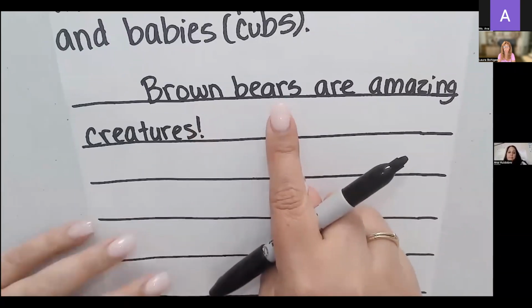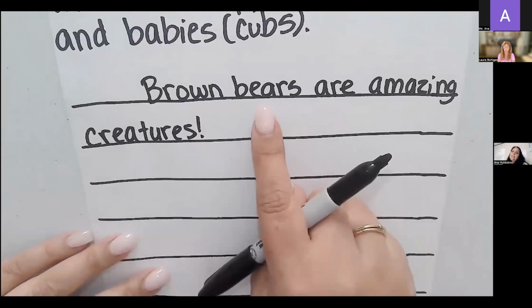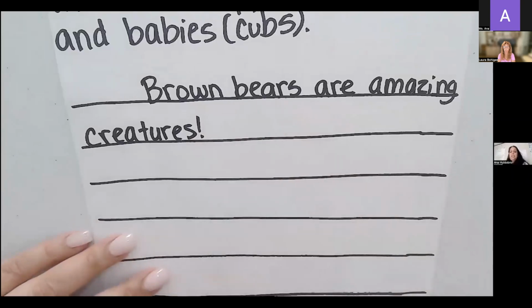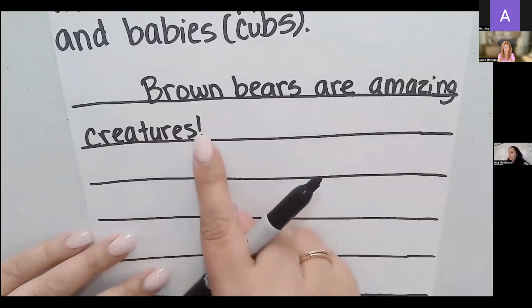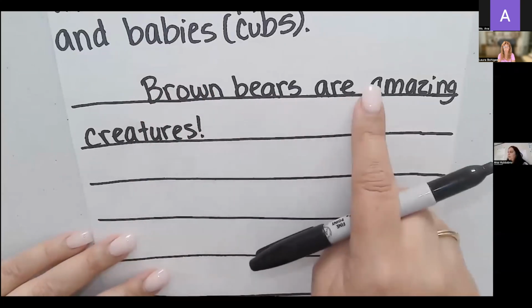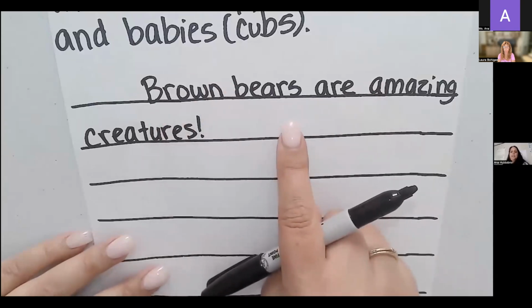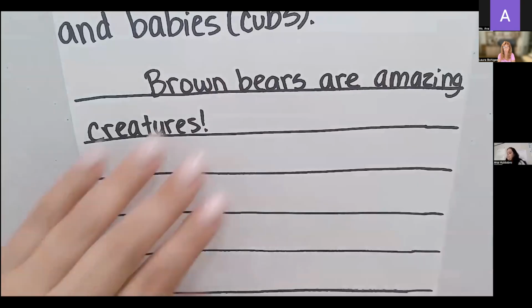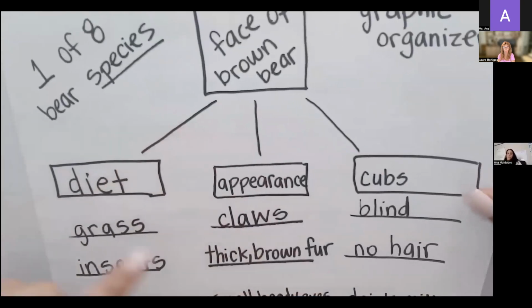This is our first assignment together. In the future, I will not be giving you the first topic sentence. This is just for today, if you need help getting started. Brown bears are amazing creatures. But then again, a lot of you are great writers and you can make up your own topic sentence, right? So, and then the next 3 sentences should come from your graphic organizer.